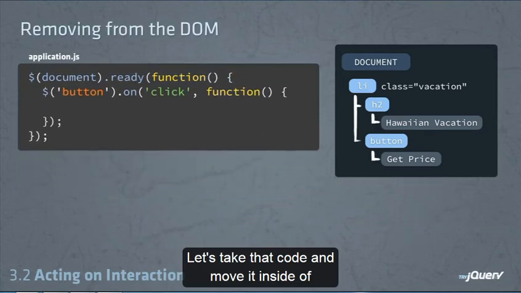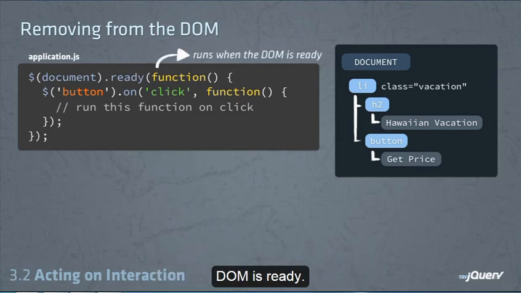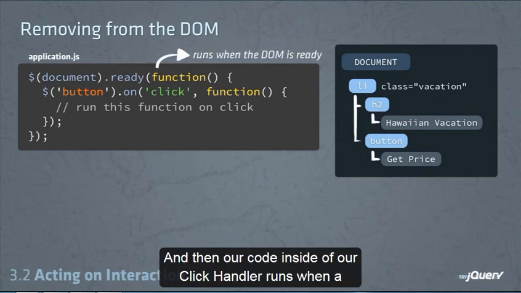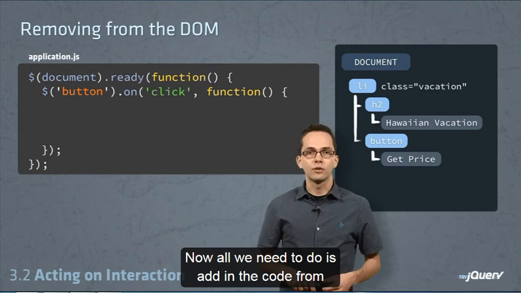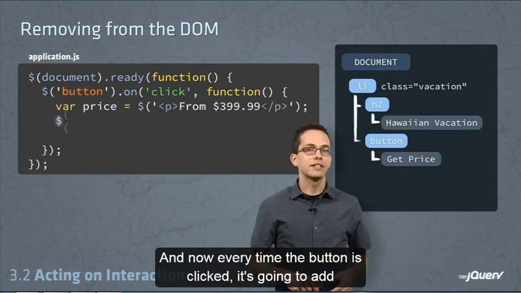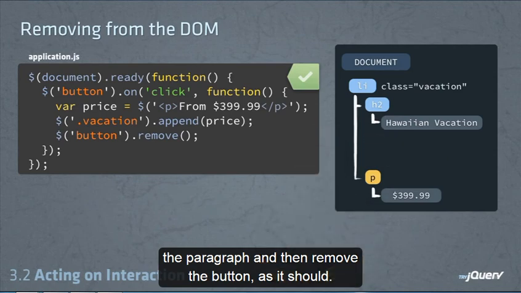Let's take that code and move it inside of our document ready. So our function inside of our document ready runs when the DOM is ready, and then our code inside of our click handler runs when a button is clicked. Now all we need to do is add in the code from our previous section, and now every time the button is clicked, it's going to add the paragraph and then remove the button, as it should.